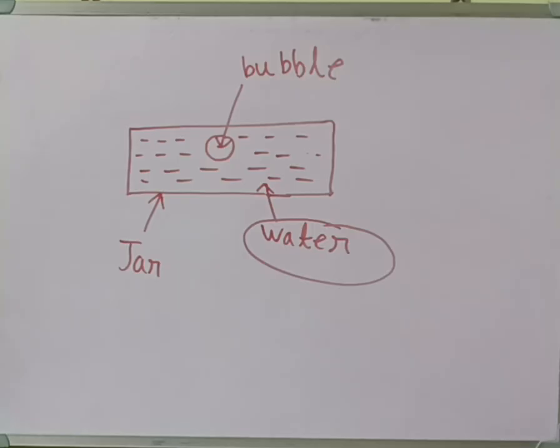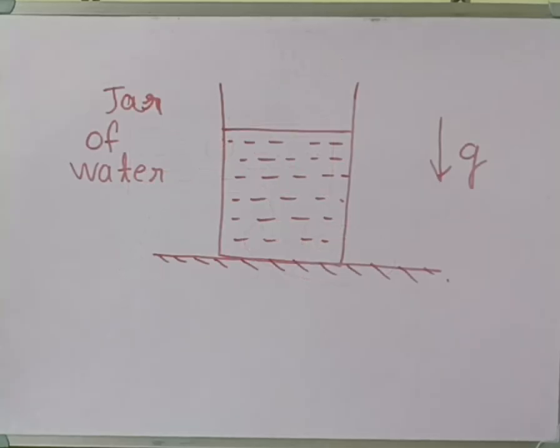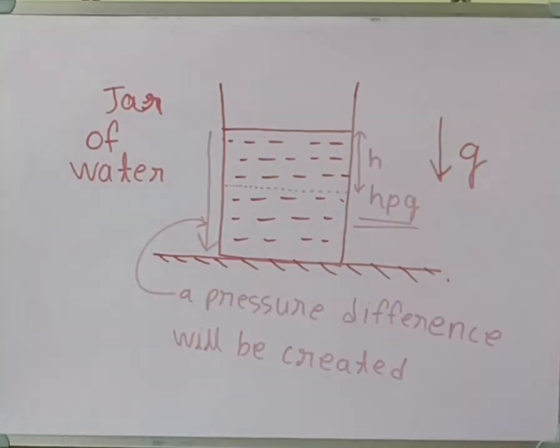So, if you have guessed that the water is playing some role here, then you're absolutely correct. Yes, the water is indeed playing some role here. But now the question is, how is the water playing that role? Well, to understand the role of water, let's consider a very simple example. Suppose I have a jar of water. This is a jar of water, and it is placed somewhere where there is gravity or gravitational acceleration.